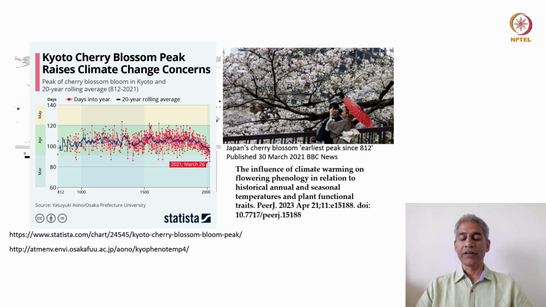And in fact, on average, it has been seen that plants advance their flowering time approximately by 2 days in response to every 1 degree rise in temperature.